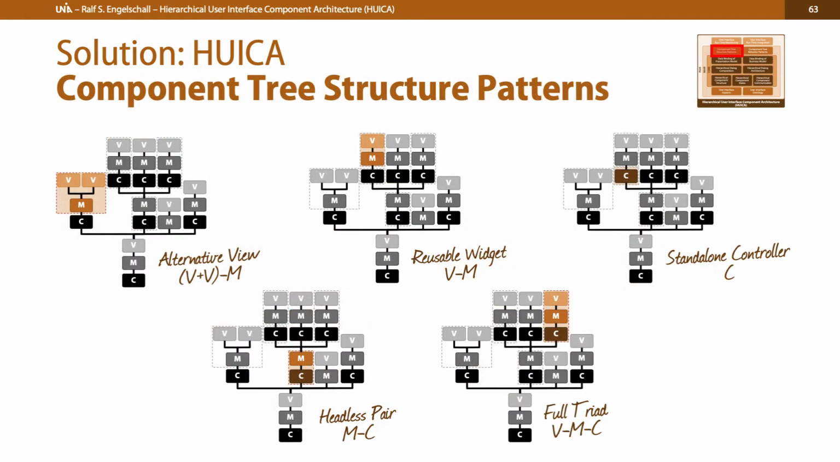The next aspect of HUICA are the component tree structure patterns. Because as we have seen before in the diagrams, there is not always just view, model and controller inside the tree, but there exists variants, and these are defined by HUICA in various patterns. There is first the alternative view, where multiple views exist for the same model. There's a reusable widget consisting just of a view and a model. There's a standalone controller just consisting of a controller. This in practice is usually combined with a reusable widget to form a whole dialog.